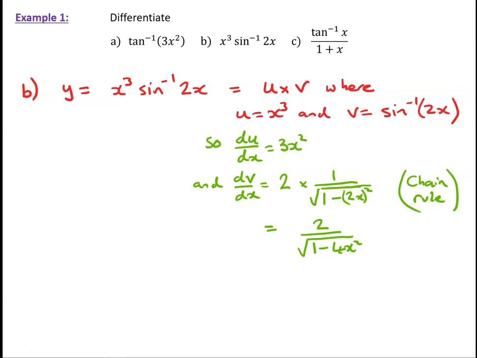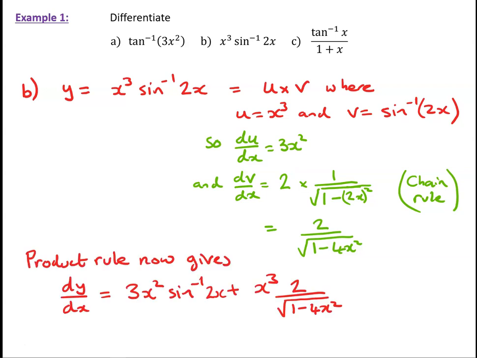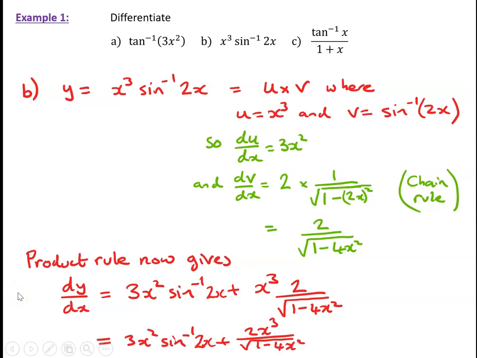So now applying the product rule, I'm going to have dy by dx is 3x squared sine to the minus 1 of 2x plus x cubed times by 2 over root of 1 minus 4x squared, which can of course be rewritten as 3x squared sine to the minus 1 of 2x plus 2x cubed over the square root of 1 minus 4x squared.